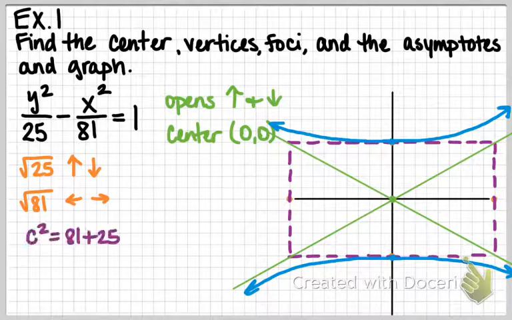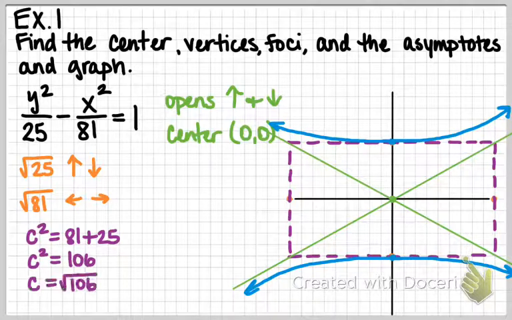So then I can find the location of my focus points by using c squared equals a squared plus b squared this time. For ellipses we subtracted, for hyperbolas we're going to add. So c squared equals 106. So the square root of 106 spaces away from the center is where my focus points are.